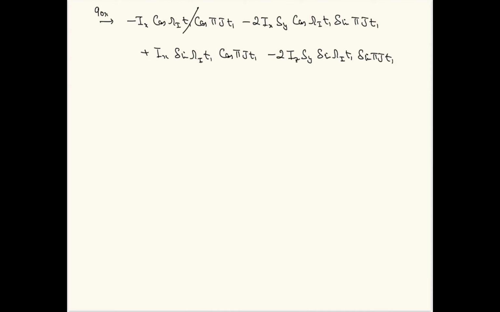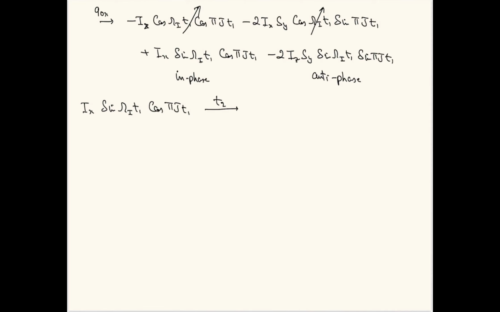Now this is a Z magnetization, so this will not evolve. This will be Z over here. This is multiple quantum, so this will also not be detected, right? So now you are left with one in-phase component and one antiphase component. Both of them will be detected and will evolve, right? Now let us see what happens to this particular term: Ix sine omega I t1 cos pi J t1.